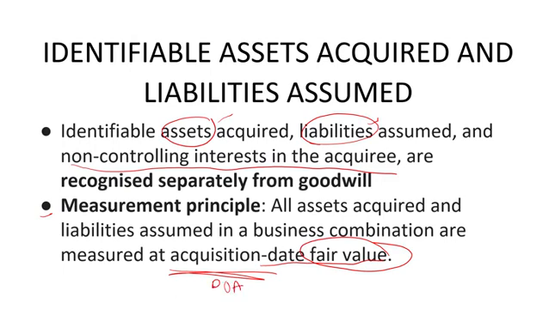Why? Because this is important in terms of when do you start to measure, when do you start to recognize the asset that you acquire, the liabilities that are being assumed, the calculation of the non-controlling interest, and the calculation of the goodwill and the bargain purchase. All right, so this is basically on the identification of the assets acquired and the liabilities assumed. We will proceed with the next in the next lecture.